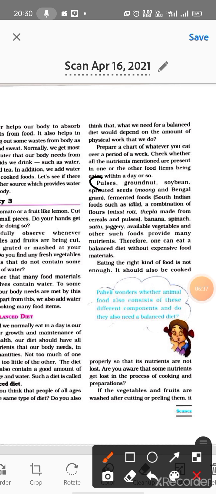Okay. Pulses, groundnut, soyabean, sprouted seeds. What are sprouted seeds? Moong and Bengal gram. Fermented foods, South Indian foods such as idlis, a combination of flours, missi roti, thepla made from cereals and pulses, banana, spinach, sattu, jaggery, vegetables and other such foods provide many nutrients. Therefore, one can eat a balanced diet without expensive food material. So what are these? These are examples of a balanced diet. So one can eat this.